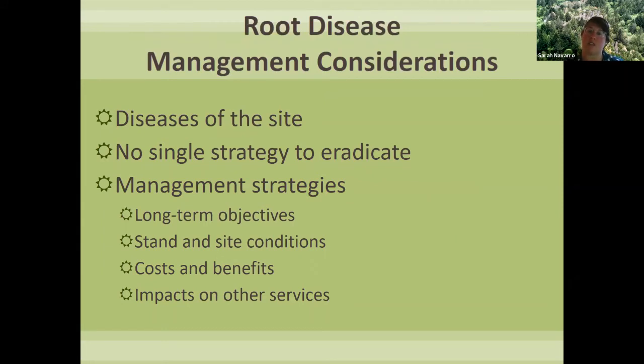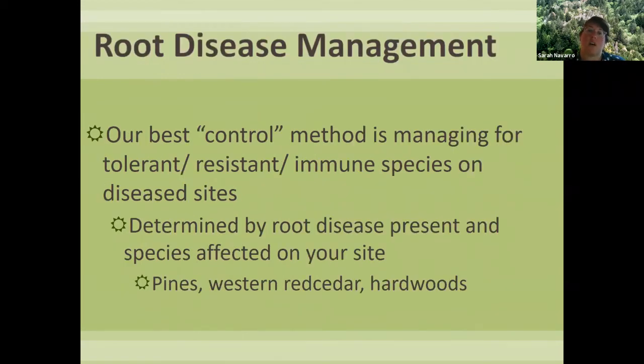So there's no single strategy to eradicate root disease. There's no fungicide to use for these. It's multiple components of management strategies. So looking at stand and site conditions, your long-term objectives for the stand, the costs and benefits of management, and then impacts on other ecosystem services, like I just mentioned. So the best control method that we recommend is managing for tolerant, resistant, or immune species on disease sites. And this is done by determining the root disease present and the species affected, and then either managing the tolerant species or starting over with tolerant species.